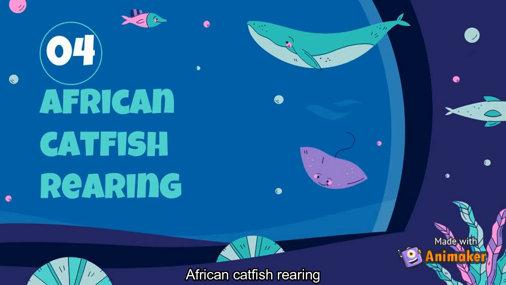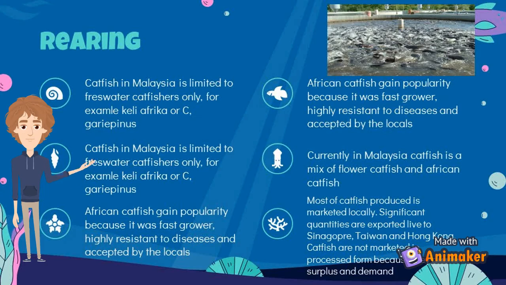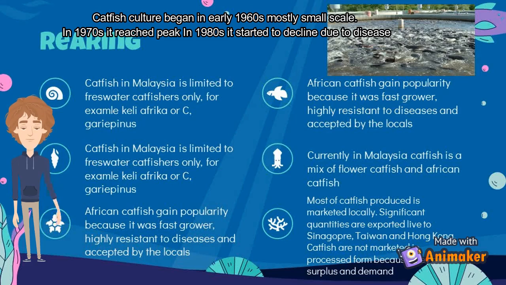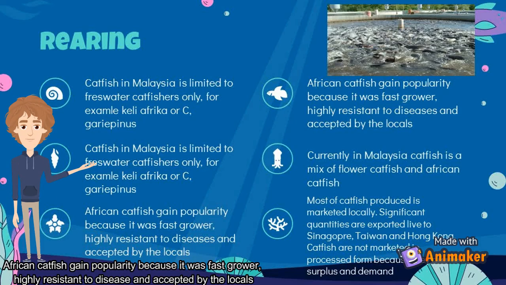African catfish rearing. Catfish in Malaysia is limited to freshwater catfishes only, for example Clarias batrachus or Clarias gariepinus. Catfish culture began in the early 1960s, mostly small scale. In the 1970s, it reached its peak. Then in the 1980s, it started to decline due to disease.